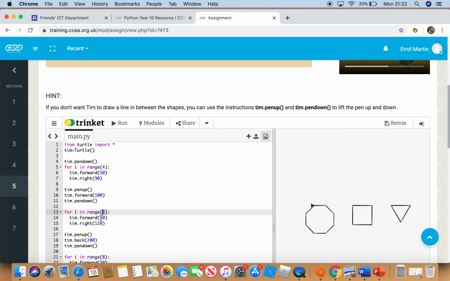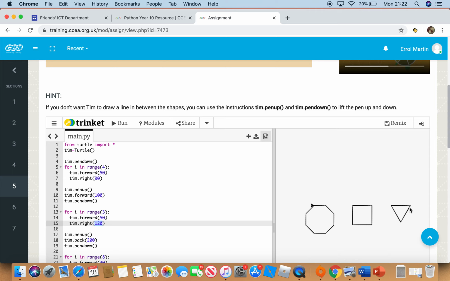And I'm going to move forward 50 pixels, and then I'm going to turn clockwise at an angle of 120 degrees. So that is this angle here. And remember, it's the angle from the straight line. So it's 120 degrees. And that's the exterior angle of a triangle.